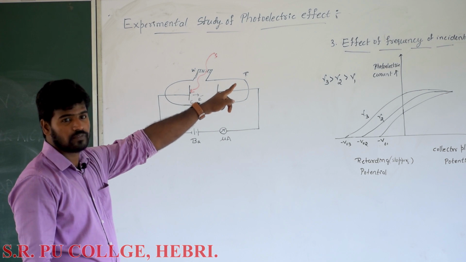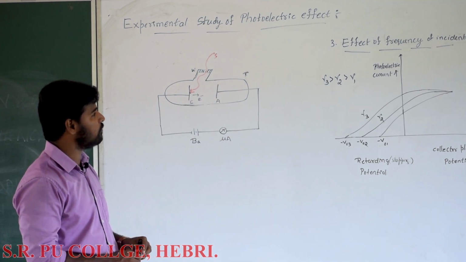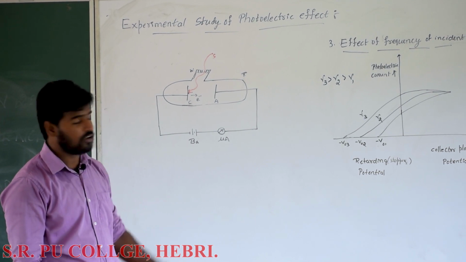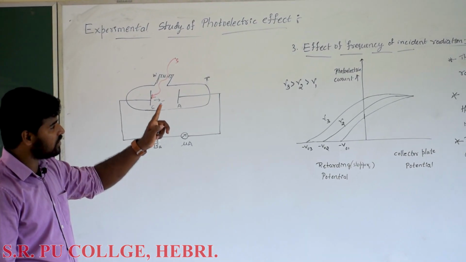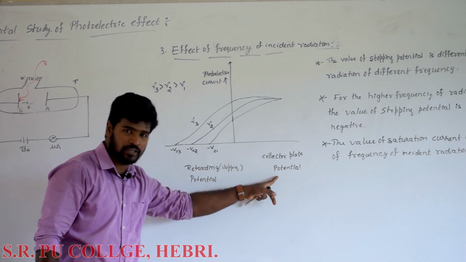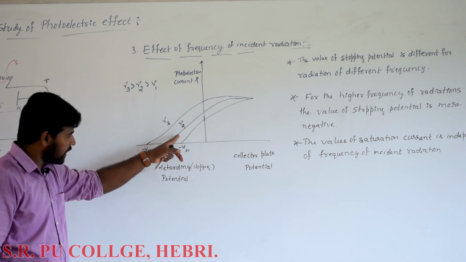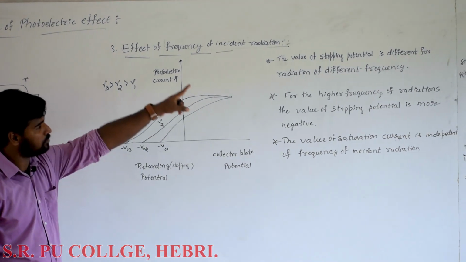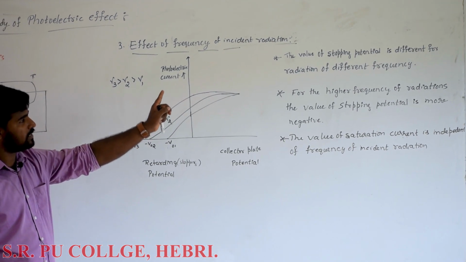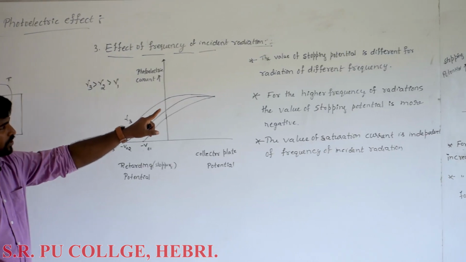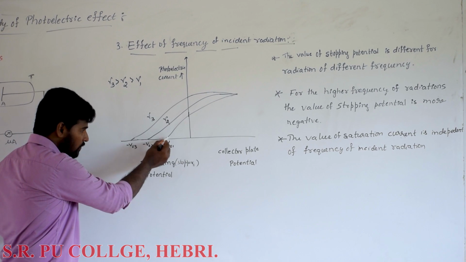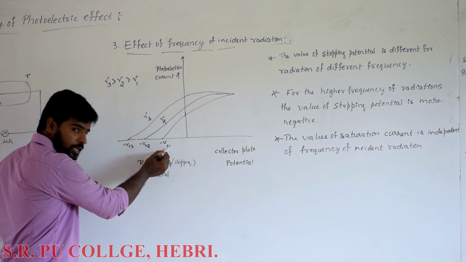Yes, next one, the next experiment results that are based on the photoelectric effect of frequency of incident radiation. In that, the variation of photoelectric current with the collector plate potential with different frequencies results in the following observations. The first one: the value of the stopping potential is different for radiations of different frequencies.